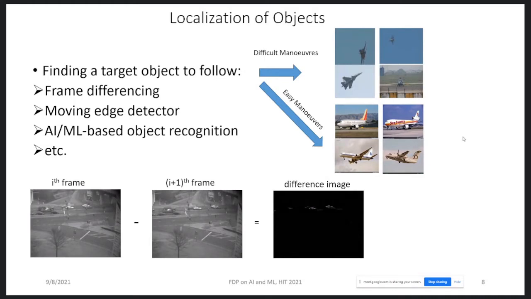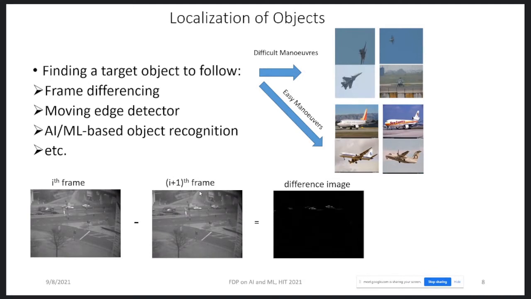How can we do it? Localize the objects. You can localize the objects by frame differencing, moving edge detection. You can also apply AI/ML based object recognition techniques. Okay, the frame difference technique, like I have given an example here. Basically, if you have the ith frame and the (i+1)th frame, you just do the differencing, you get the difference image, and you see what the changes are.